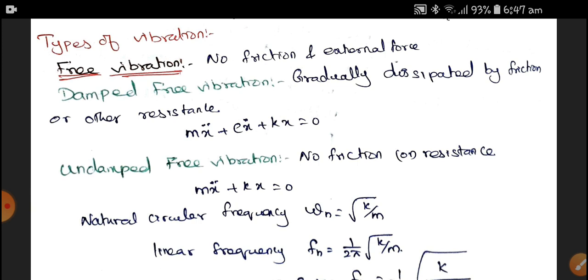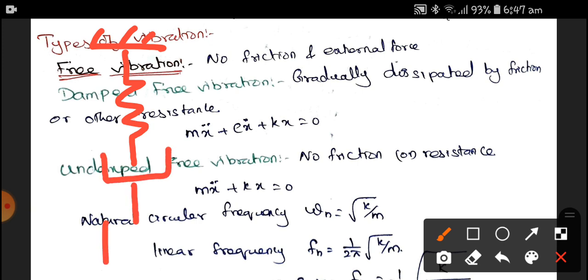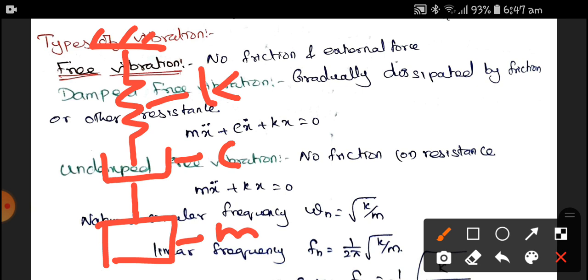In free vibration, we have two different types: one is damped free vibration, another one is undamped free vibration. So, what is the difference between damped and undamped? For your information, consider this a spring, mass and dashpot system. Here, this is my mass, this is my dashpot. A dashpot is nothing but a shock absorber. It has oil, and this is my spring K.